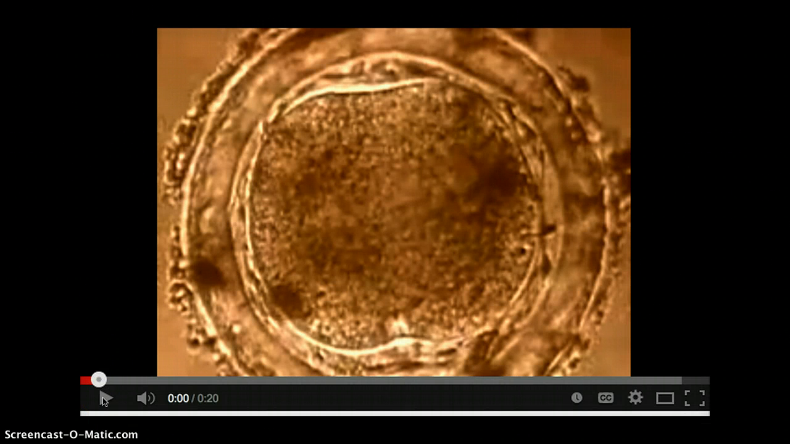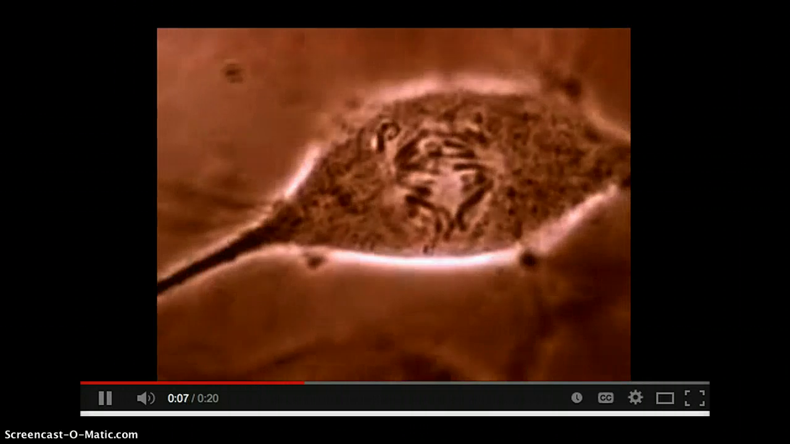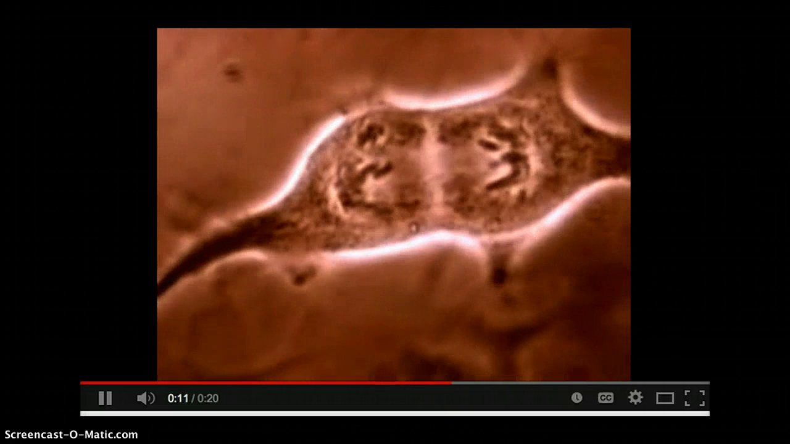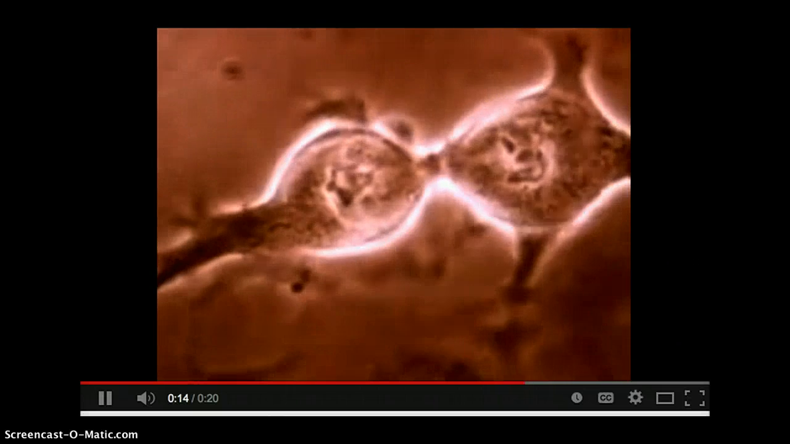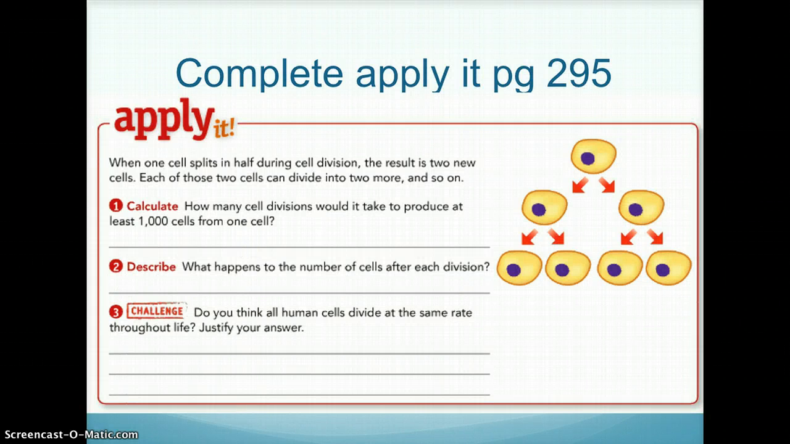This video shows a cell going through the cell cycle. When one cell splits in half during division, the result is two new cells. Each of those two cells can divide into two more, and so on.